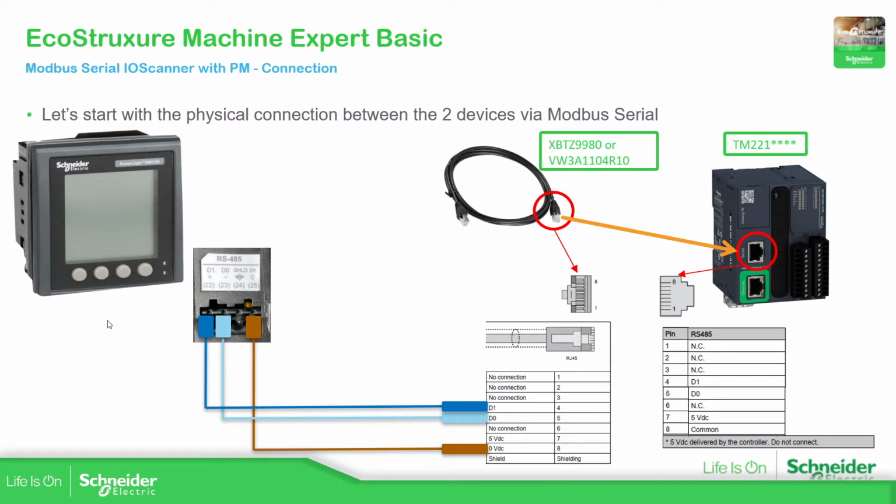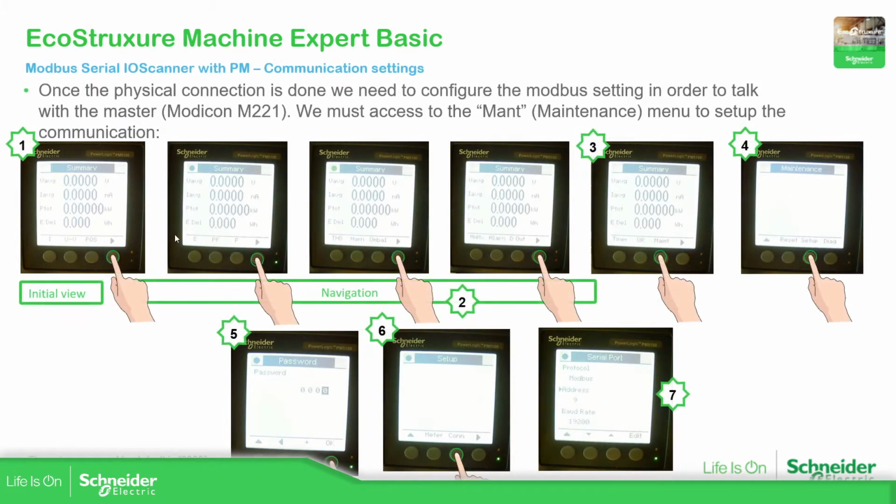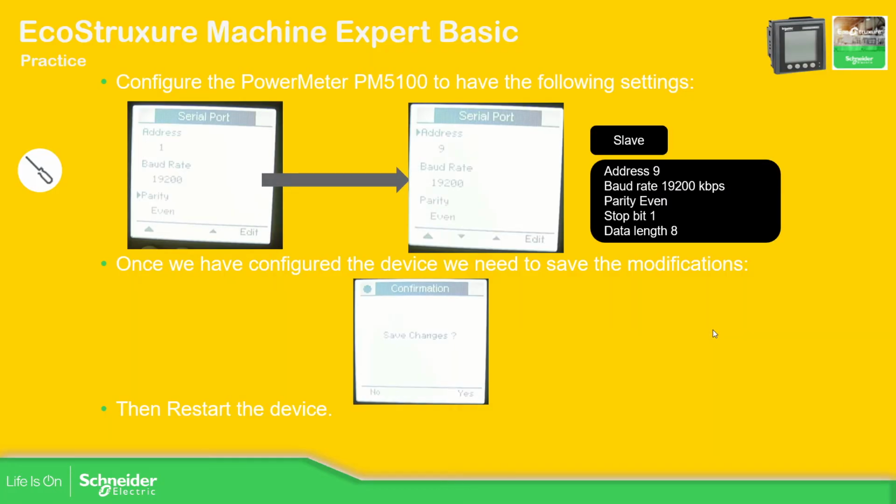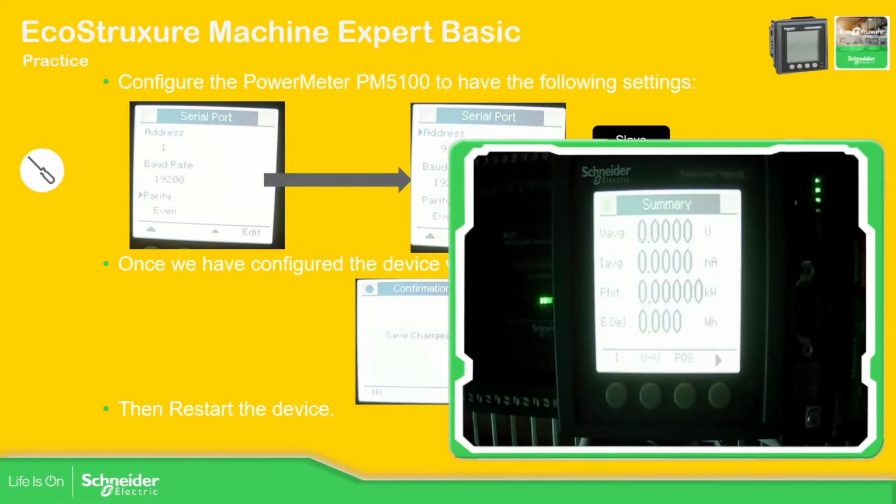Once you establish that the hardware is correct, what you need to do is to configure the power meter. You can follow this: basically you will need to go into the maintenance, go to the setup, and enter into the setup for the communication. By default, the password is 0, and then you can modify these parameters. So let's try to do that on our side.